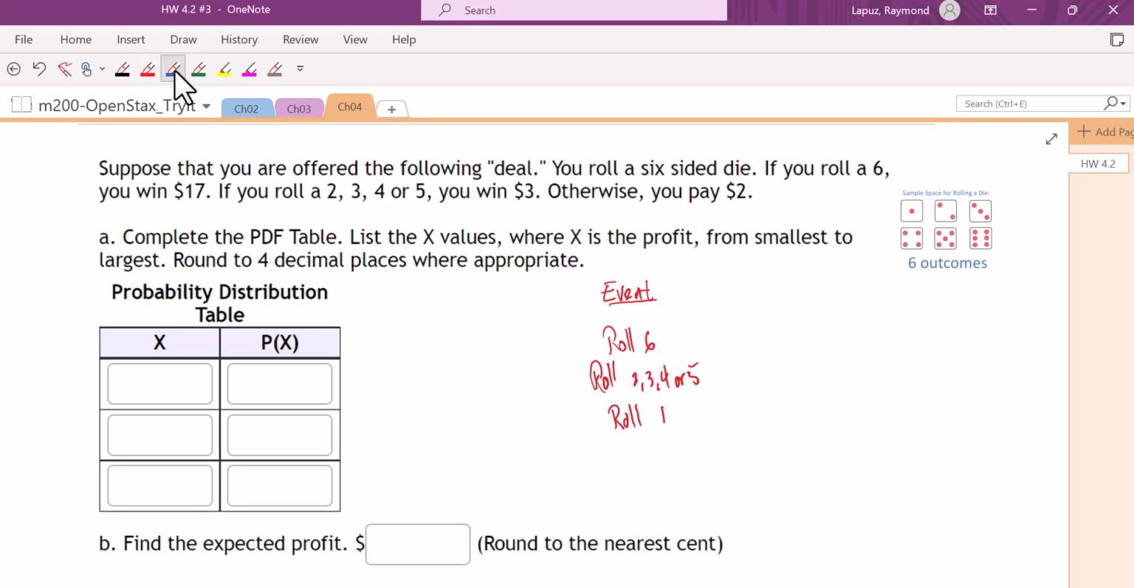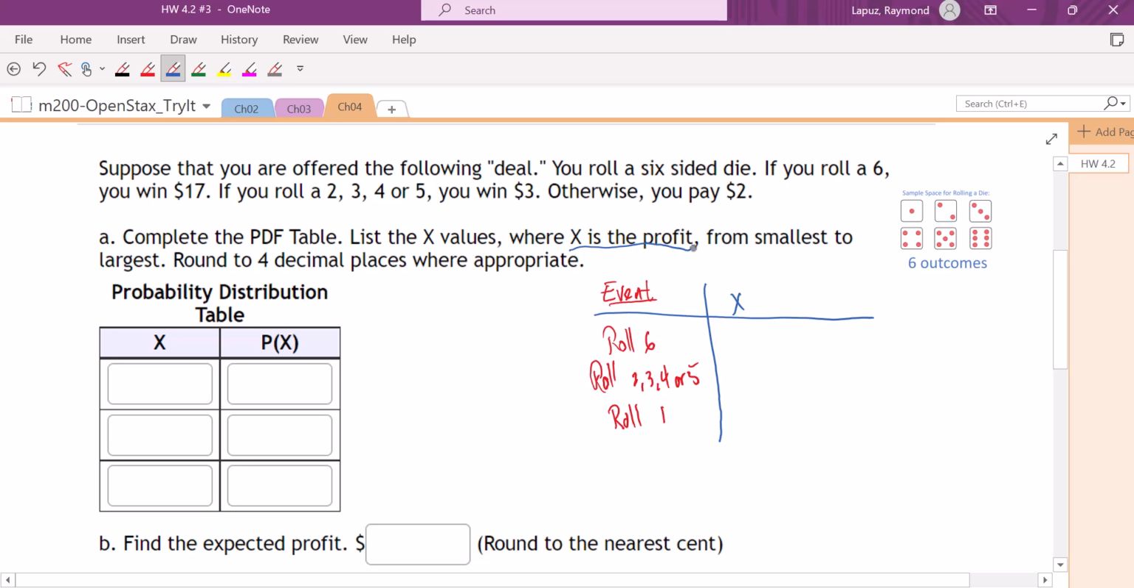Now out of these events, we want to know what our random variable X is. The random variable X is the profit that we get. So we're not talking about the number 6 or the number 2, 3, 4, or 5 or the number 1. We're talking about the profit. The profit if you roll a 6 is going to be $17, so that's the first X value. If you roll a 2, 3, 4, or 5, you get $3. And if you roll a 1, then you lose $2, which will be denoted by a -2.